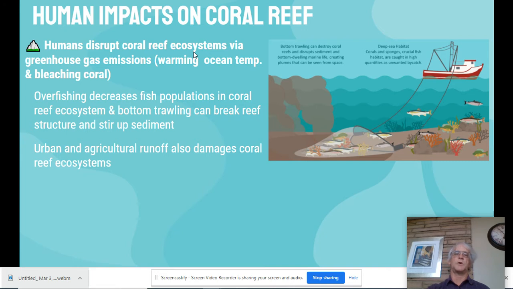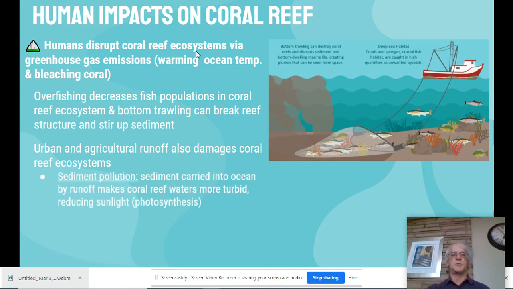Urban and agricultural runoff also damage coral because of too much turbidity. Sediment pollution carried into the ocean by runoff makes the coral waters more turbid, meaning you can't see through it. If you can't see through it, there's going to be less sunlight, the algae is going to die, meaning there won't be any photosynthesis available because the sunlight cannot get down.